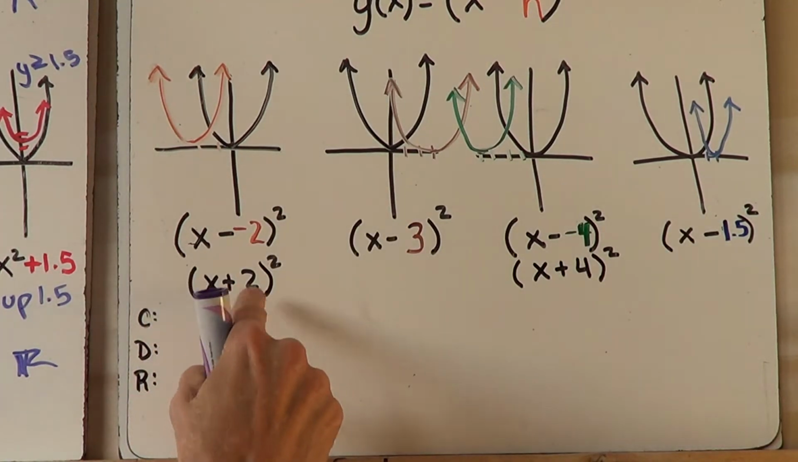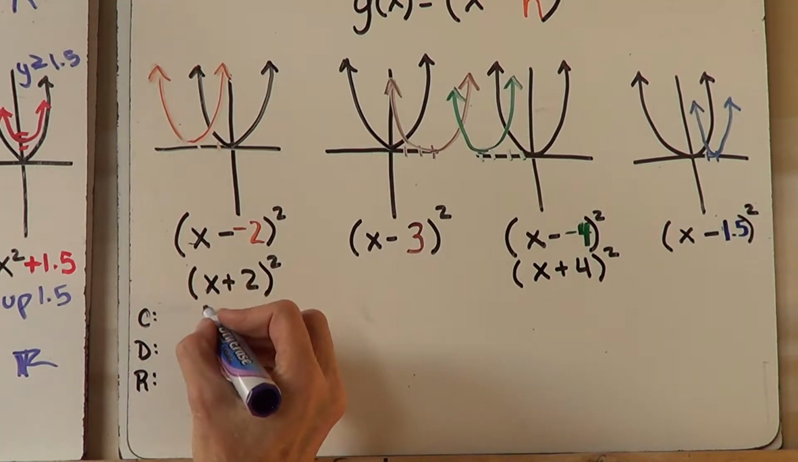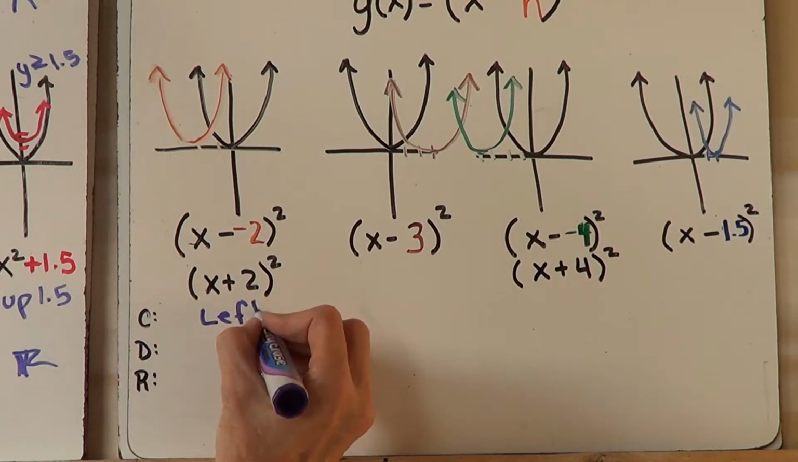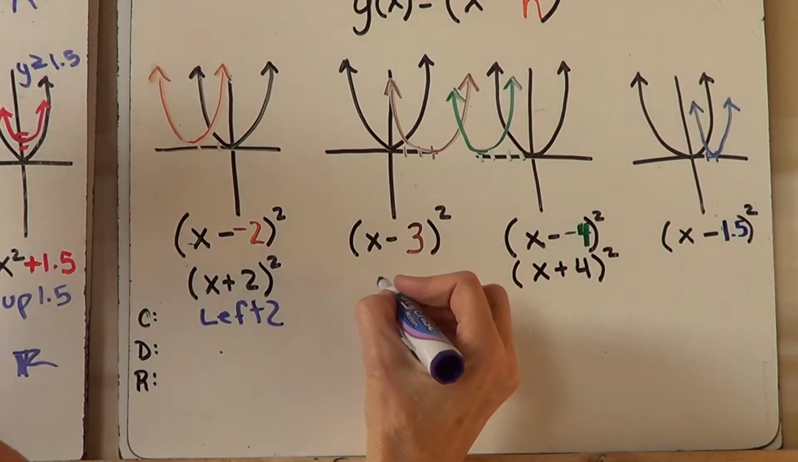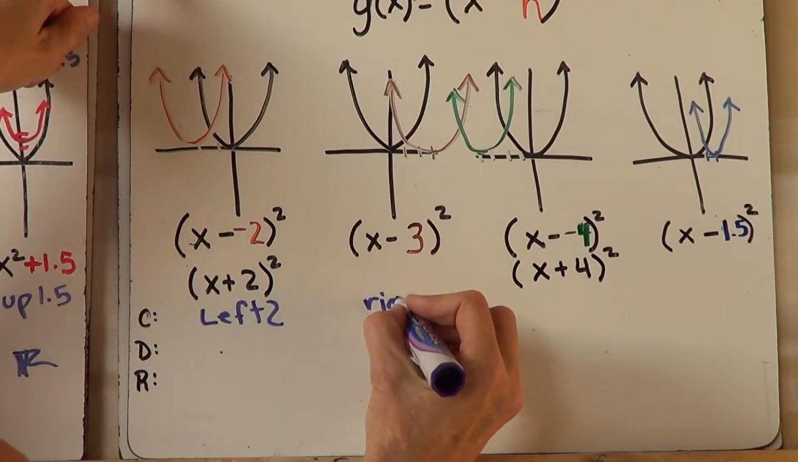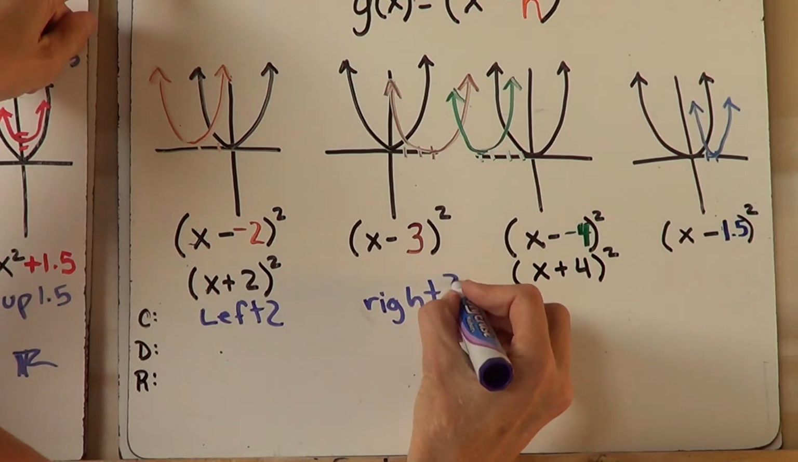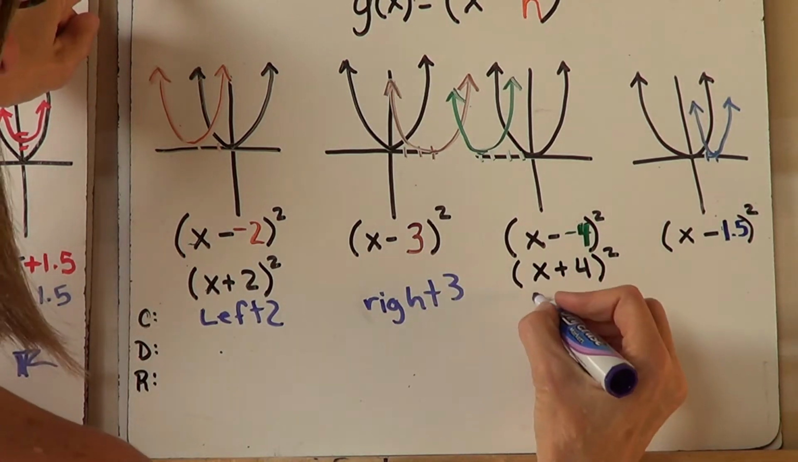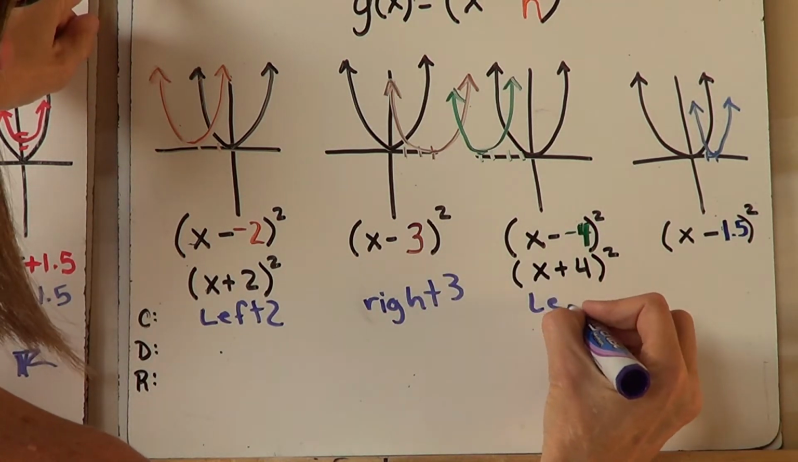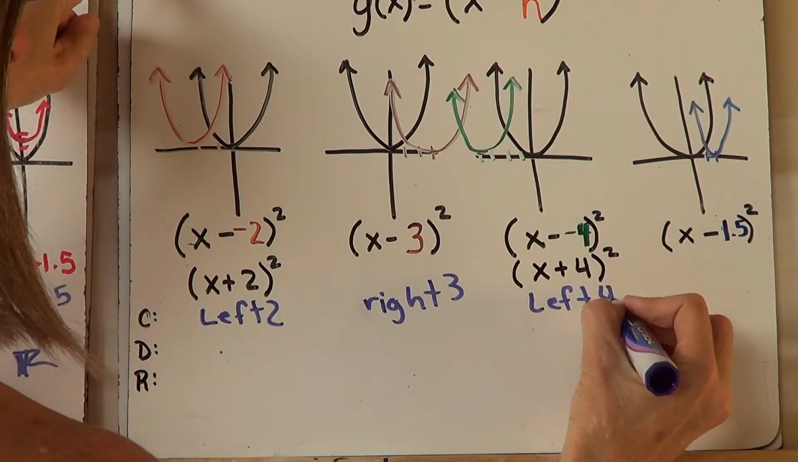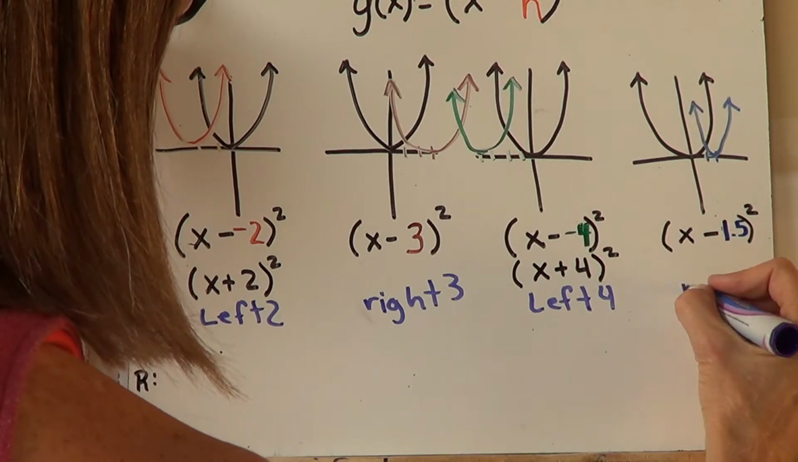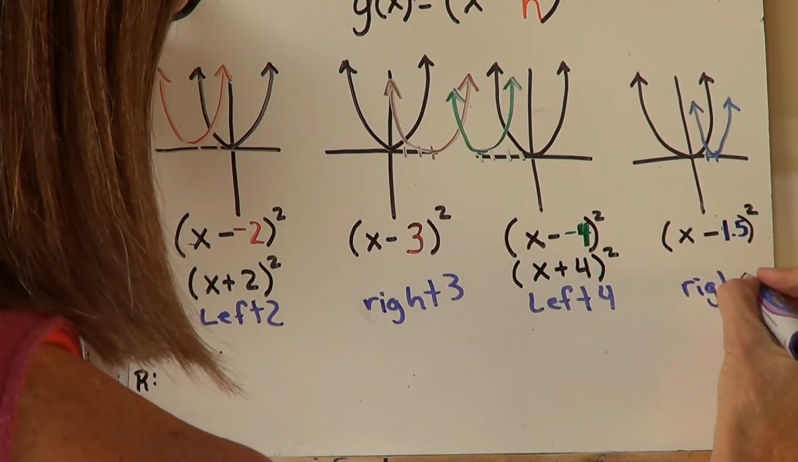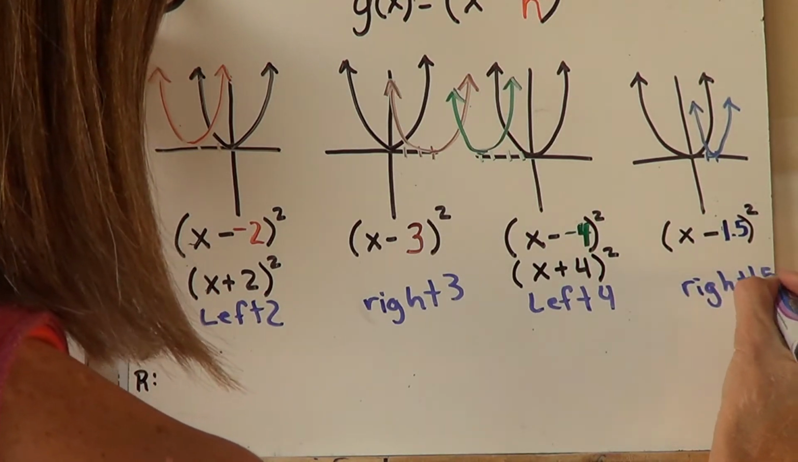Comparing, well, this x plus 2 squared went left 2. X minus 3 squared went right 3. X plus 4 goes left 4. Minus 1.5 goes right 1.5. Okay?